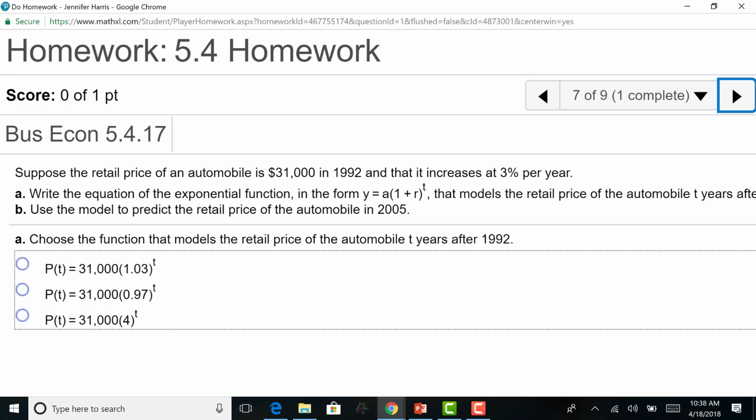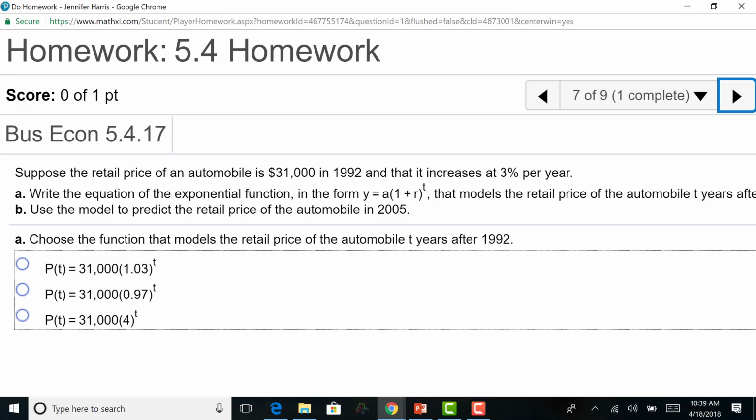And it increases by how much? Okay, so I'm going to put 1 plus, what should I put in the place of R for 3%? Okay, 0.03 raised to the T power. Am I done? That doesn't look like my answer choices. What should I do now? Add those, 1 plus 0.03 together, so I end up with 31,000 times 1.03 raised to the T power. That's what you're expected to do for those.